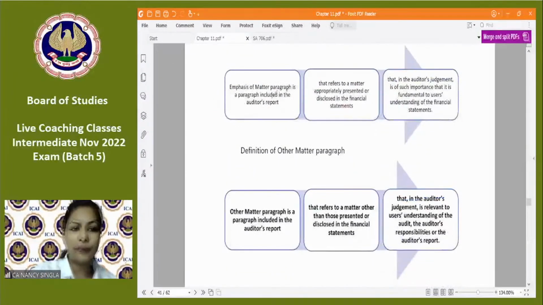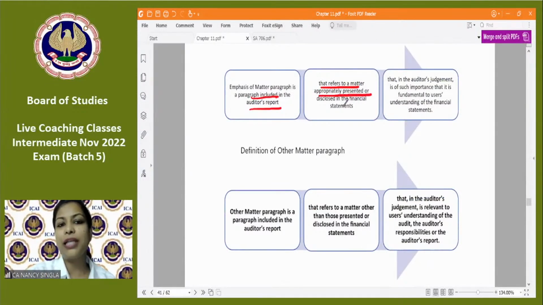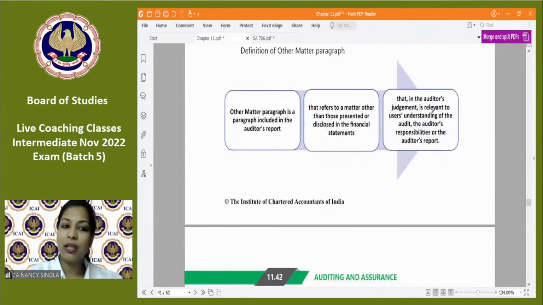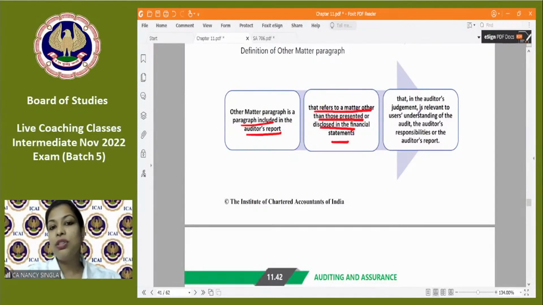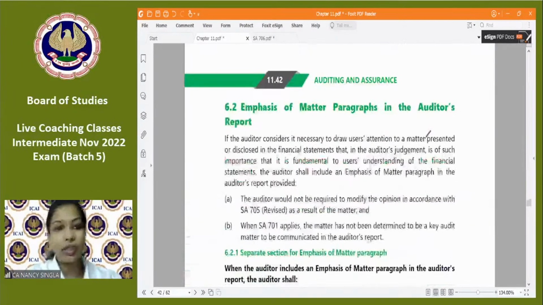अब EOM क्या होता है? Paragraph included in auditor's report that refers to a matter appropriately presented or disclosed that in the auditor's judgment is of such importance or fundamental to the user's understanding of financial statement है. Other matter क्या होता है? Paragraph included in AR that refers to a matter other than those disclosed that is relevant to the user's understanding of AR, auditor's responsibility and all that.